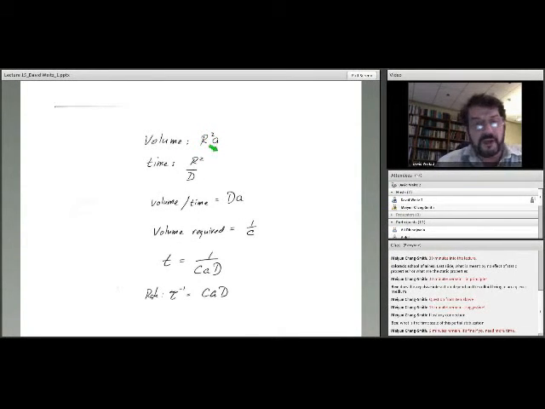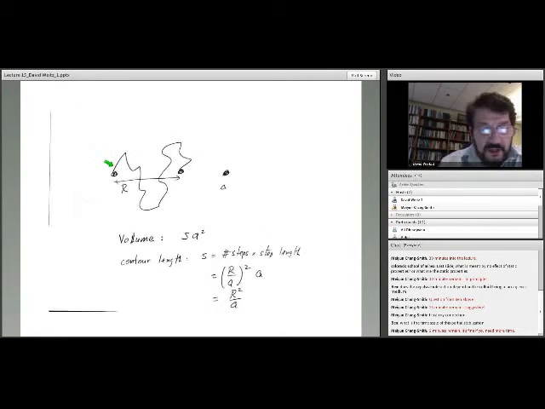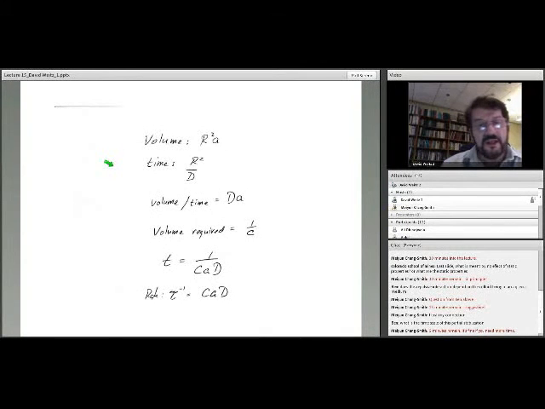This is the volume here: the contour length times the radius squared. I take the product of these things, and that's the volume of the path, r squared times the particle size. The time it takes to diffuse this distance is just the contour length squared divided by the diffusion coefficient. And so the volume per time is just the diffusion coefficient times the particle size.